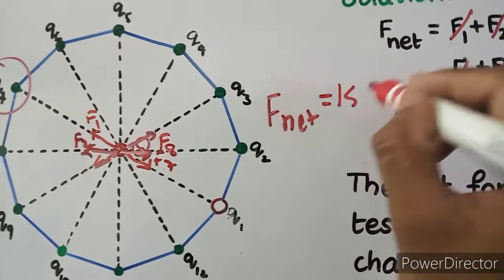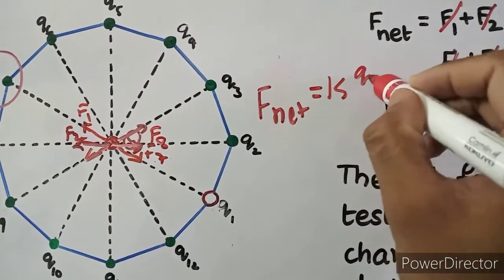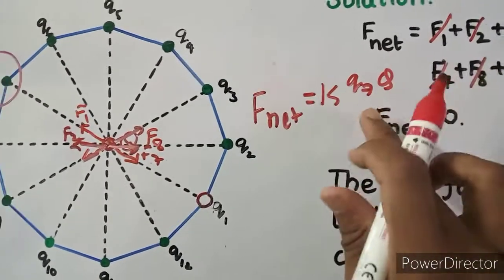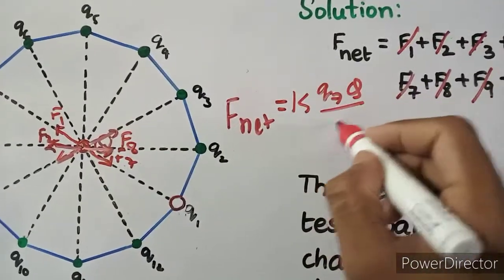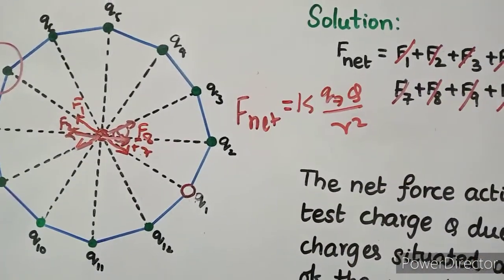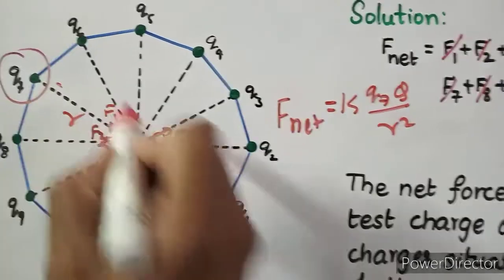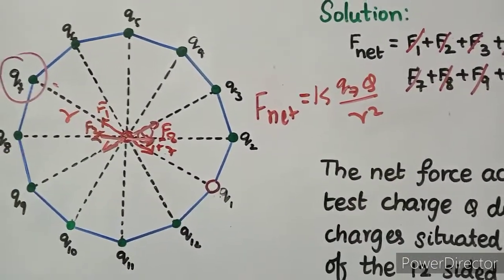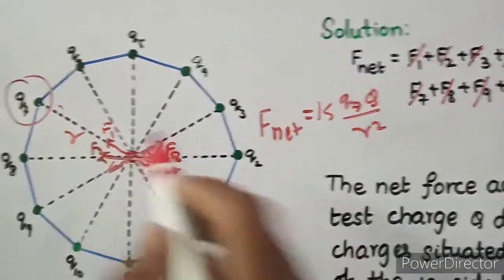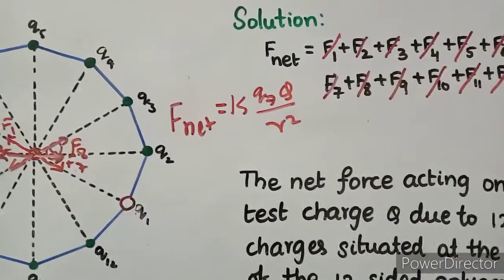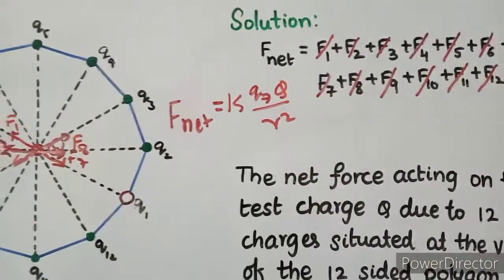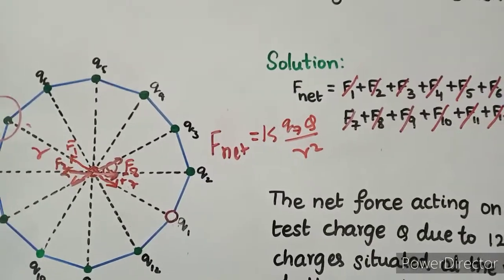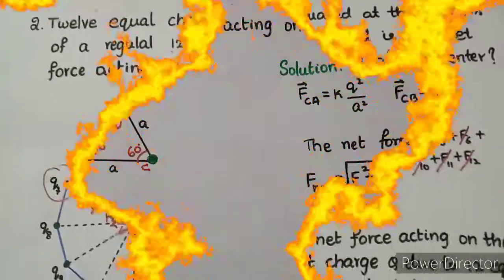So that is K Q7 Q divided by R square. R is the distance between these two, that is the radius, or the distance between this vertex and the center. That is K Q7 Q divided by R square. That's it. Okay, we'll go to the next problem.